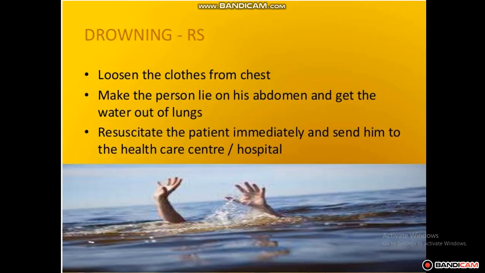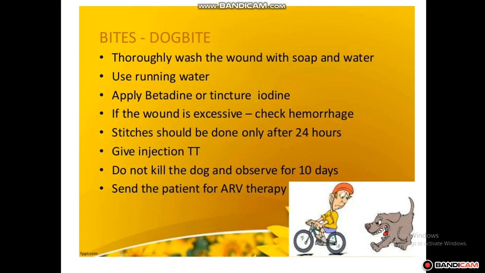Next is drowning. In the respiratory system, drowning is a common issue. For a patient coming with this kind of problem, immediately take the patient away from water and loosen the clothes from the chest. Make the person lie on the abdomen, and get the water out of the lungs by compressing the chest. Resuscitate the patient immediately and send him to the hospital. Check that the respiratory rate and pulse are okay.